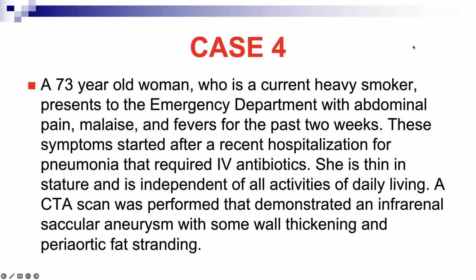A 73-year-old woman who is currently a heavy smoker presented to the emergency department with abdominal pain, malaise, and fevers for the past 2 weeks. These symptoms started after a recent hospitalization for pneumonia that required IV antibiotics. She is thin in stature and is independent for all activities of daily living. A CT scan was performed that demonstrated an infrarenal circular aneurysm with some wall thickening and pre-aortic fat stranding.